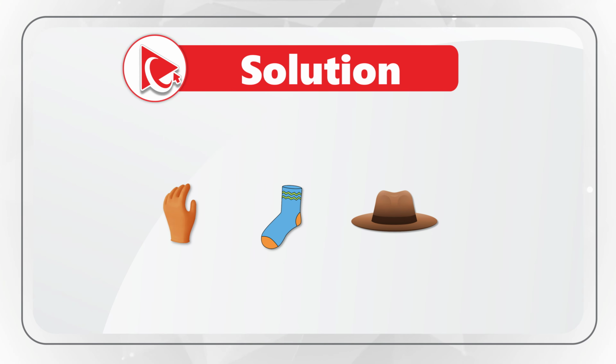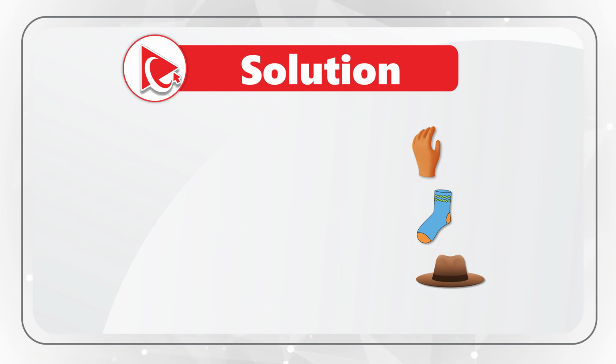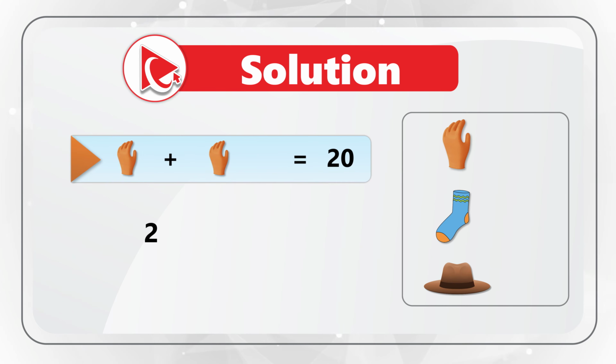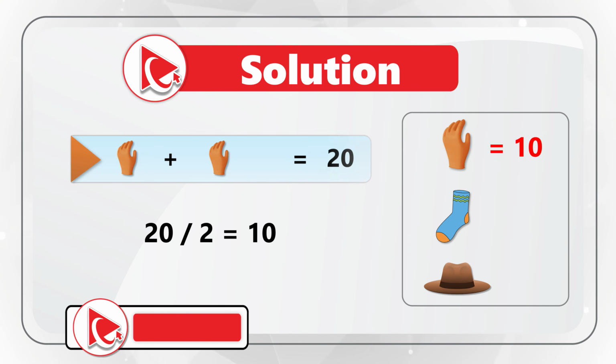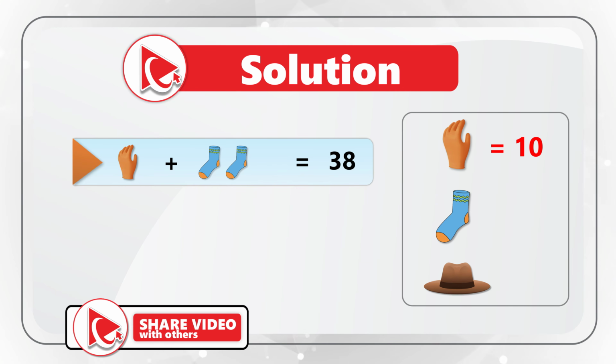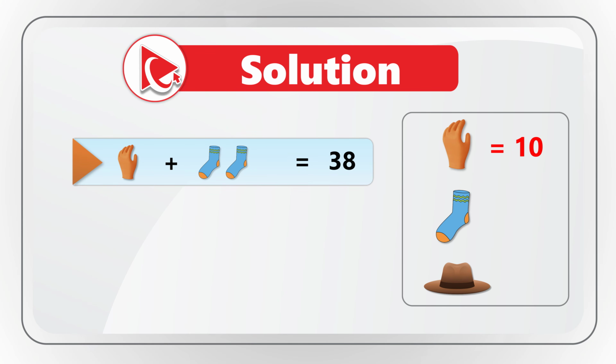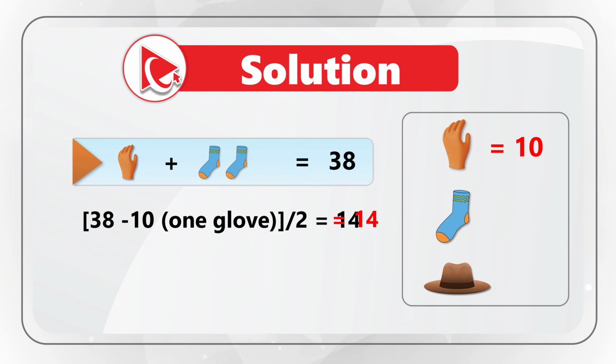Obviously, to solve this challenge, you need to find the numbers associated with each object. You need to find the numbers for glove, for sock, and for the hat. Let's look at each expression in more details. Since 2 gloves equals 20, 1 glove is equal to 10, because 20 divided by 2 equals 10. Let's go to the second expression. 1 glove and 2 socks equals 38. Let's do the math to calculate what's the value of the sock. 38 minus 10, which is the calculated value for 1 glove, and then divided by 2 equals 14, which means that the numerical value associated with 1 sock is 14.